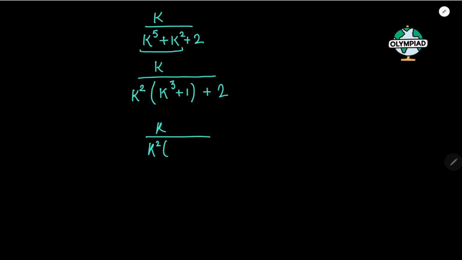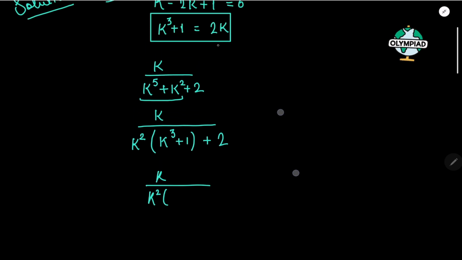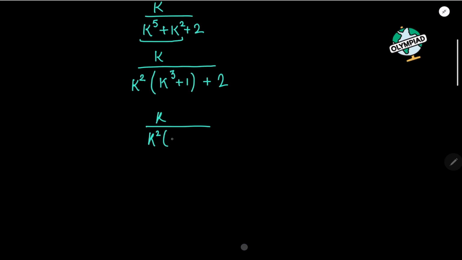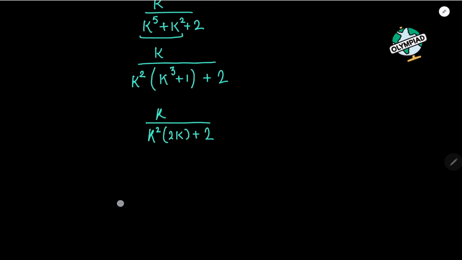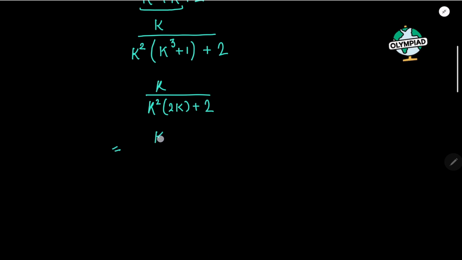What is the value of k cube plus 1? We are given k cube plus 1 is 2k, right? So I will write it as 2k plus 2, right? Now we have k by, this is 2k cube plus 2. Earlier in my question the degree was 5. Now it has been reduced to 3, right?